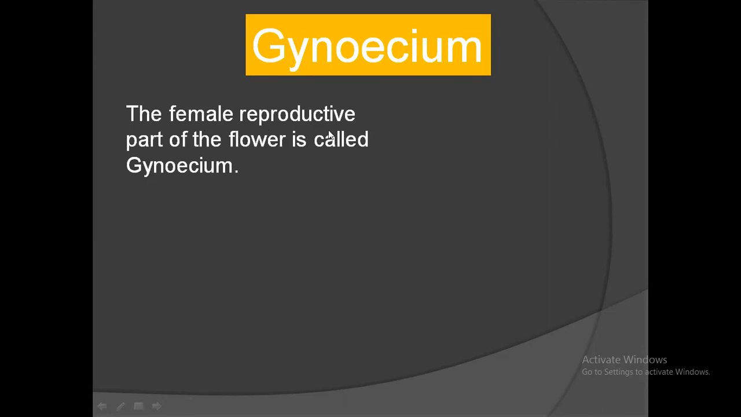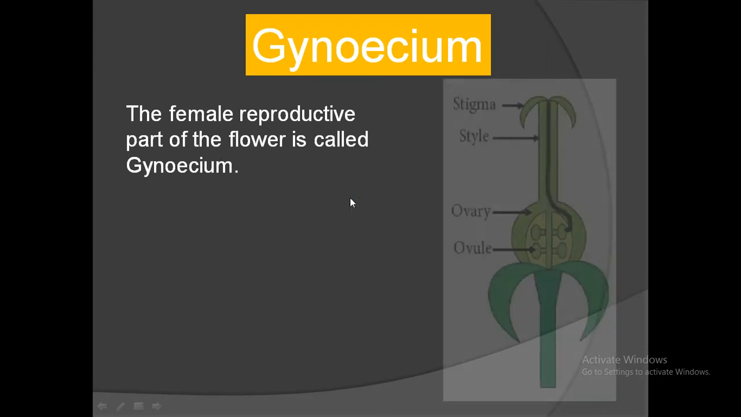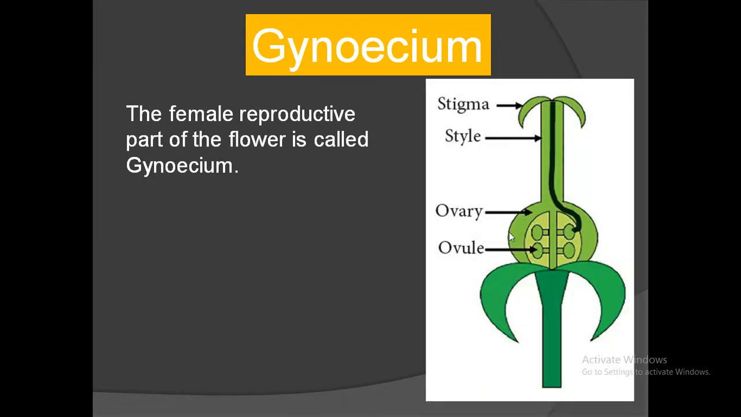The inner part is called gynosium. Gynosium is the female reproductive part of a flower. It has 3 parts. The basally expanded part is ovary and the tube-like part is style, and the top is stigma. Ovary, style, stigma are the 3 parts of gynosium.